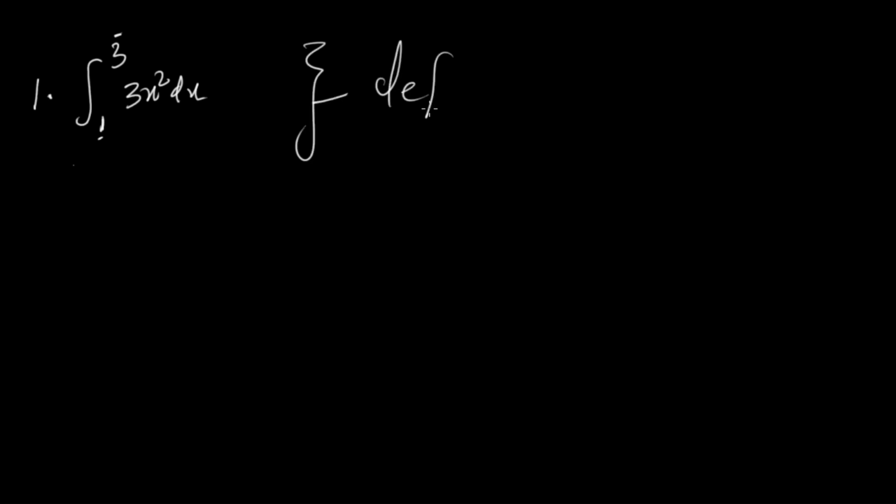For the first example, we have the question: the integral from 1 to 3 of 3x squared dx, and we have to evaluate this. As I mentioned, these are called definite integrals because they have bounding points. So this is the lower limit 1 and we have the upper limit equal to 3. So these are generally called definite integrals.